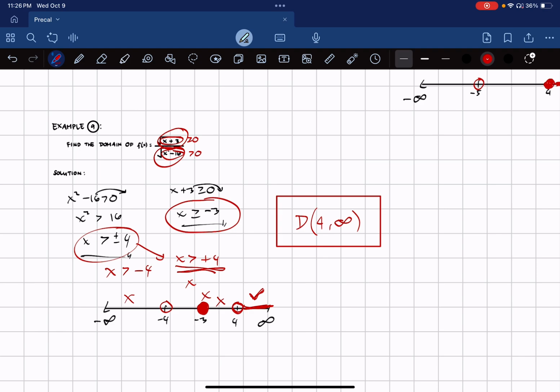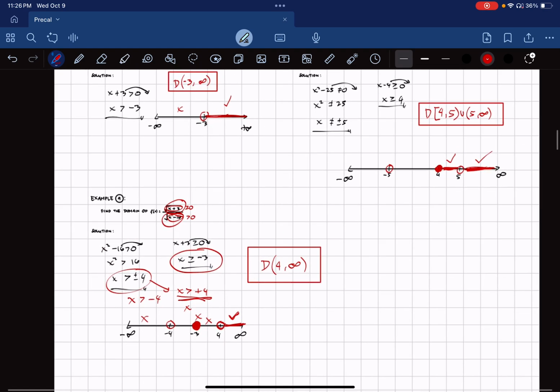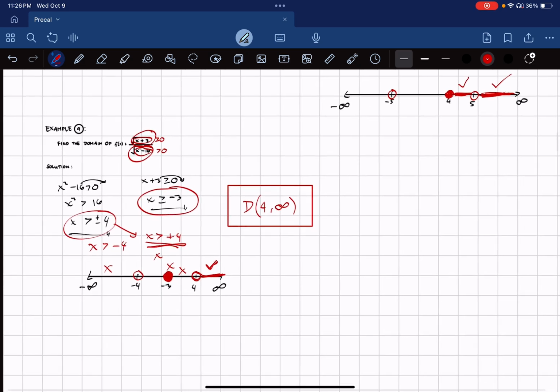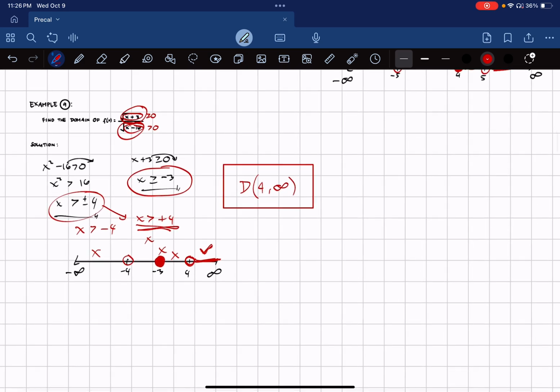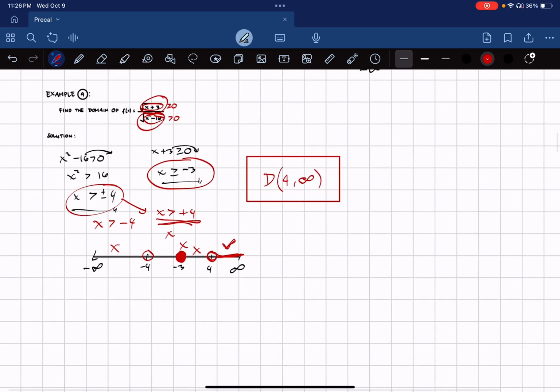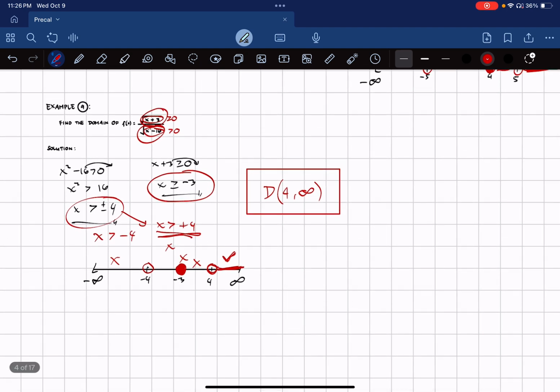And yeah, that was the last example on domain. Next we will tackle the range of functions, which I will cover in the next video. So yeah, that's all, guys, bye-bye.